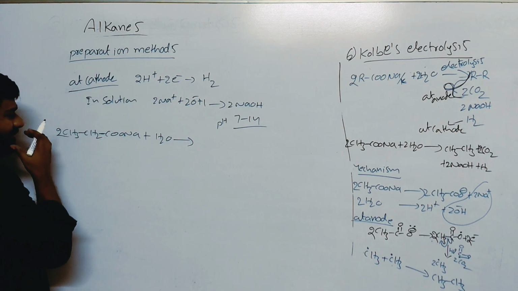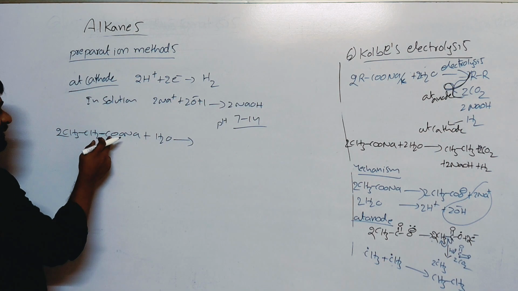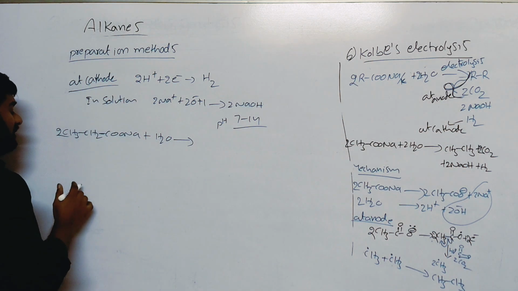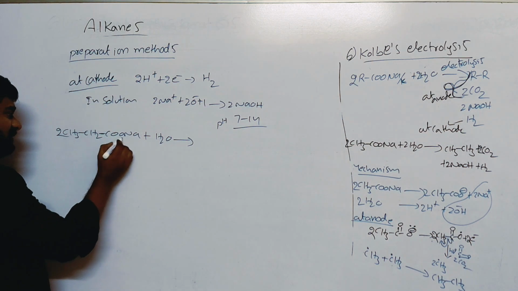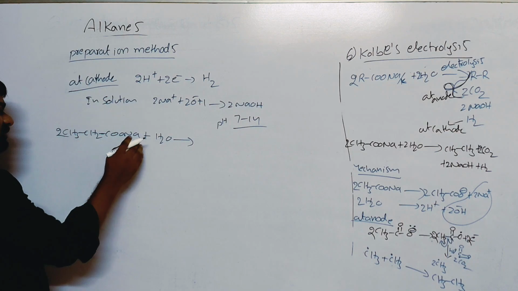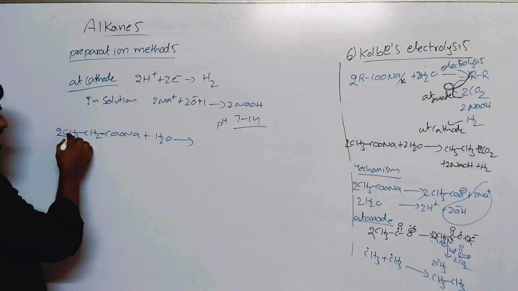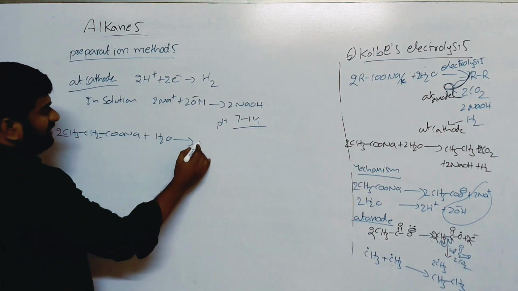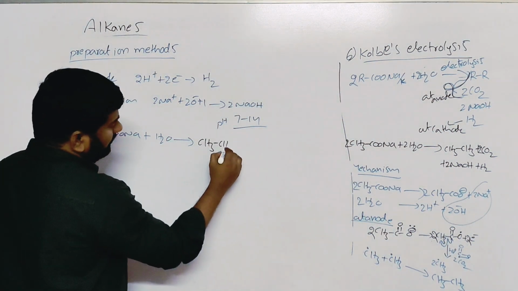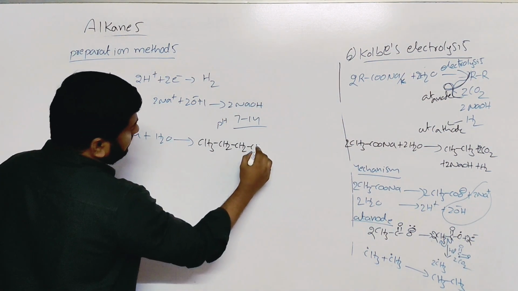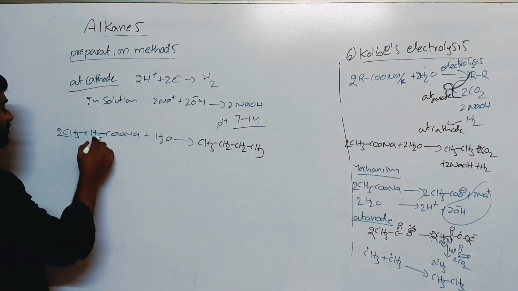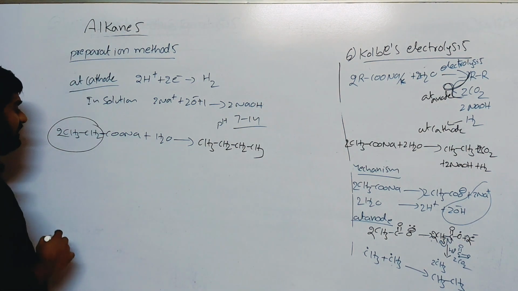If you take sodium propionate, the COONa will be removed as CO2 and NaOH, H2. The remaining part is the ethyl part. Two ethyl parts will combine. Then what do we get? CH3CH2CH2CH3. So two free radicals are obtained.